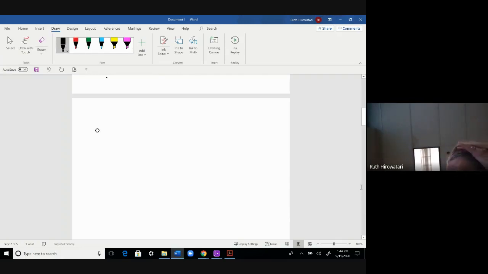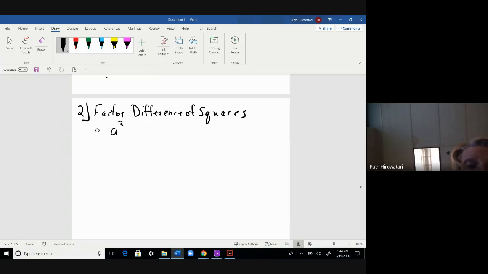All right, then next is we're going to just quickly remind you how to factor a difference of squares. Okay, so here's the pattern that we're always using. A squared minus b squared. And notice we said difference. That difference is referring to that negative sign.